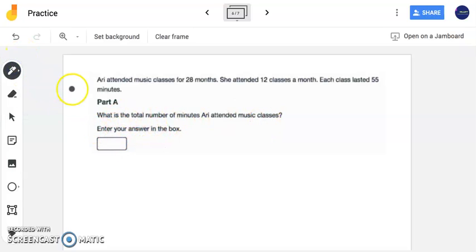So the first thing I'm going to do is it says Ari attended music classes for 28 months. So first I have 28 months, but she attended 12 classes a month. So let's figure out how many classes she attended within that 28 months. So if she attended 12 classes in 1 month, we want to figure out how many classes she attended in 28 months. So therefore, we're going to multiply 28 times 12, which again, this 2 by 2 digit multiplication, hopefully this should be very, very simple for you.